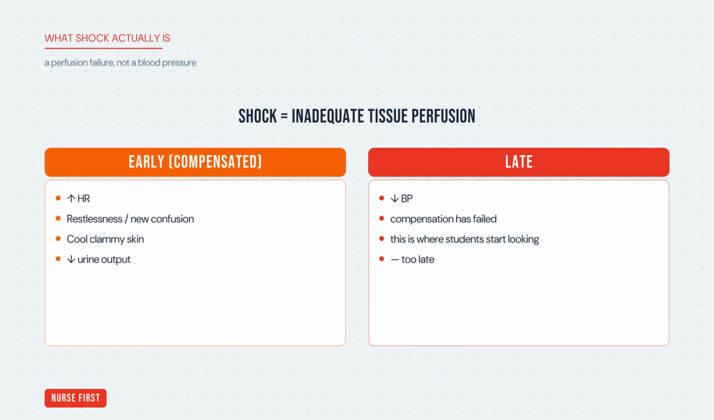Blood pressure can still look acceptable early because the body compensates hard. Heart rate rises, vessels constrict, and pressure is maintained, which means the earliest signs of shock are not hypotension, they are tachycardia, restlessness, or new confusion from poor brain perfusion, cool clammy skin, and falling urine output as the kidneys are sacrificed to protect the brain and heart. By the time the pressure falls, compensation has already failed. Recognize the compensation and you are minutes ahead.